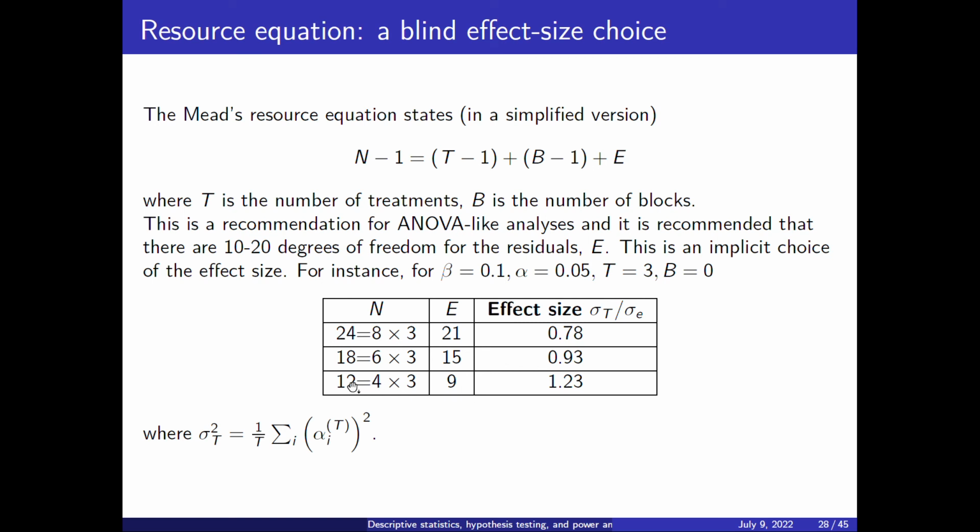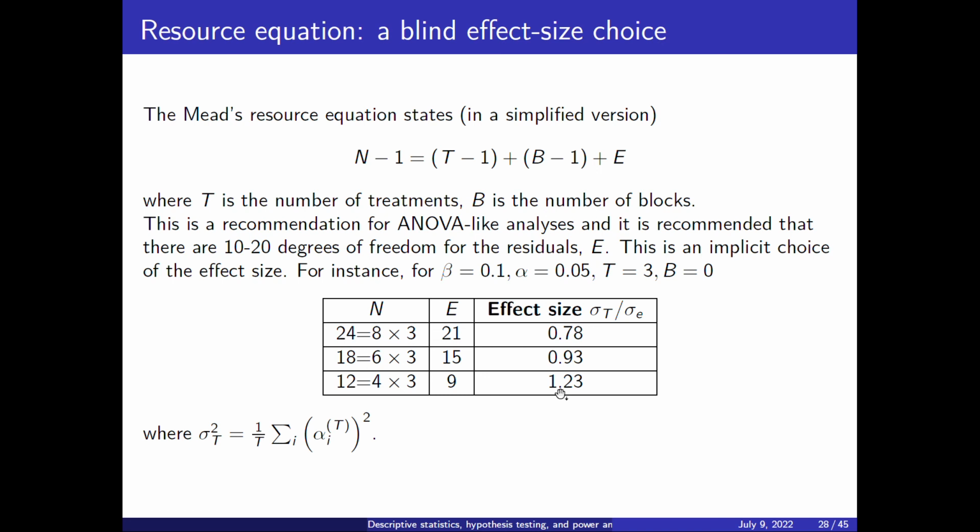So we go from something close to 10 to something close to 20. We cannot get exactly 10 and 20 with the same number of animals in each one of the groups. And then the effect size, again, it is now much more difficult to define what the effect size is. Here you have the definition, but let's not get into those details. Here the effect size would be, if you use more animals, you can detect variations in the treatment that are in the order of 0.8 times the variations in the errors. And if you use fewer animals, instead of 0.8, you are a little bit less sensitive, 0.9, 1.2. So fixing the number of degrees of freedom for the residuals between 10 and 20 is implicitly choosing what the effect size is for you.